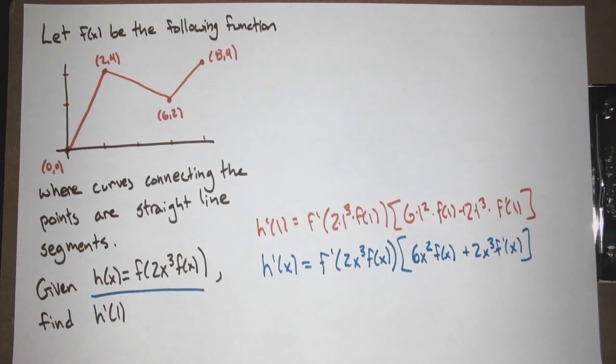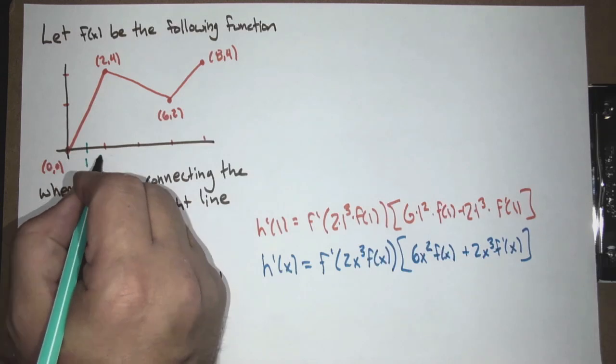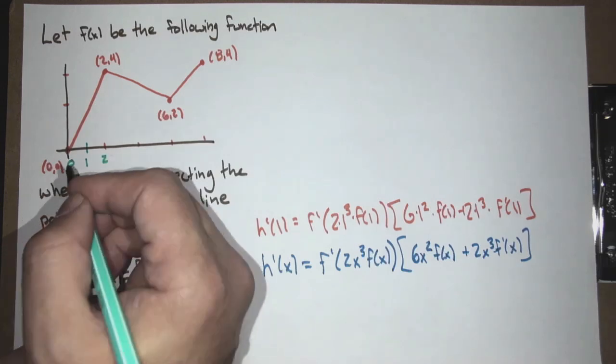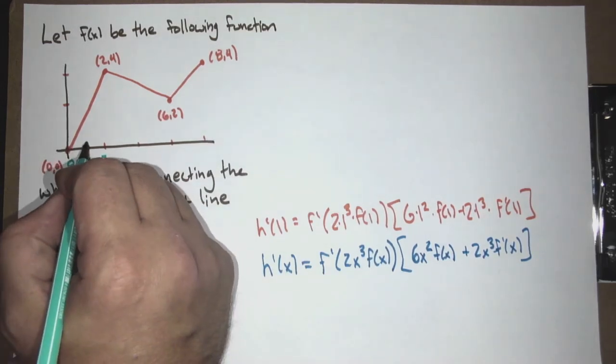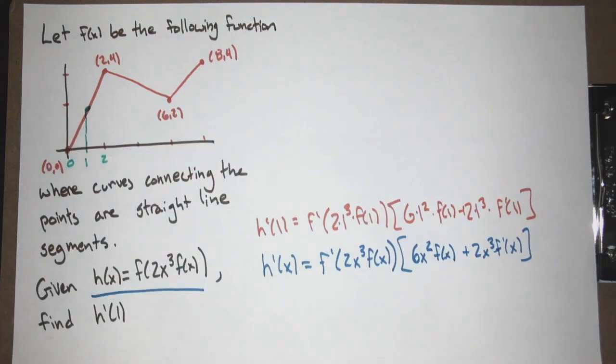Okay, so let's see if we can't clean any of these things up. It looks like we have some f of 1s and f prime of 1. So let's come to our diagram. 1 happens to be between 0 and 2. True story. What is the value of the function at 1? Can we figure that out? 2. How did you figure that out?